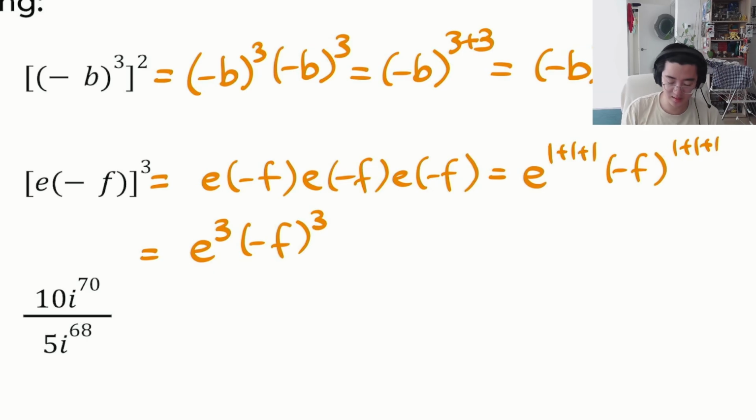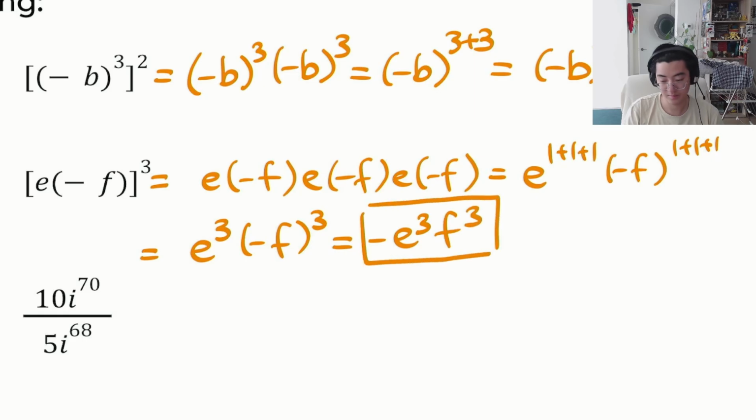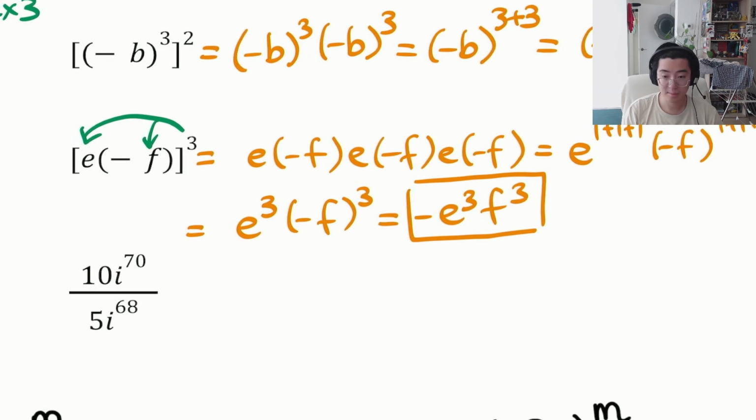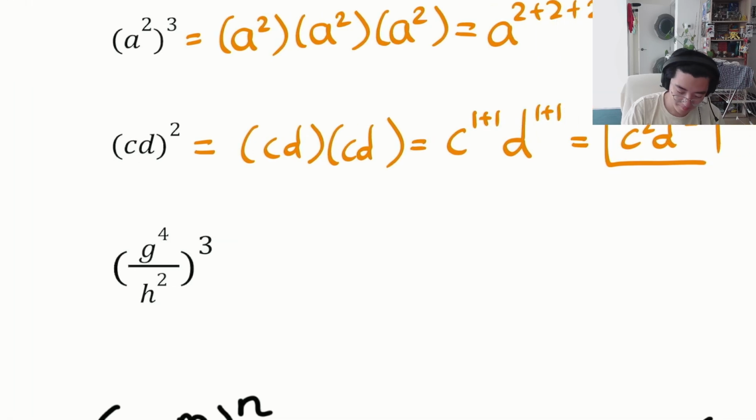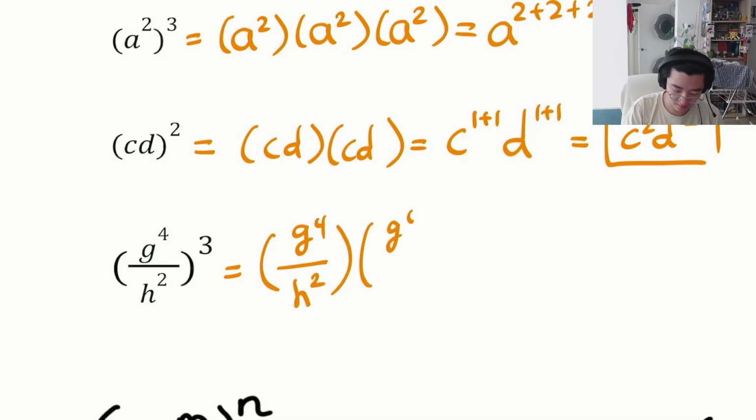And because we know that a negative number to the power of an odd exponent is always going to be negative still, we can just move the negative sign to the front. Right, and once again, we notice here that the 3 applies to both of the variables. The 3 applies to the e and the negative f. Okay, how about fractions? As you can imagine, exact same idea. This is just g to the power 4 over h, 3 times.